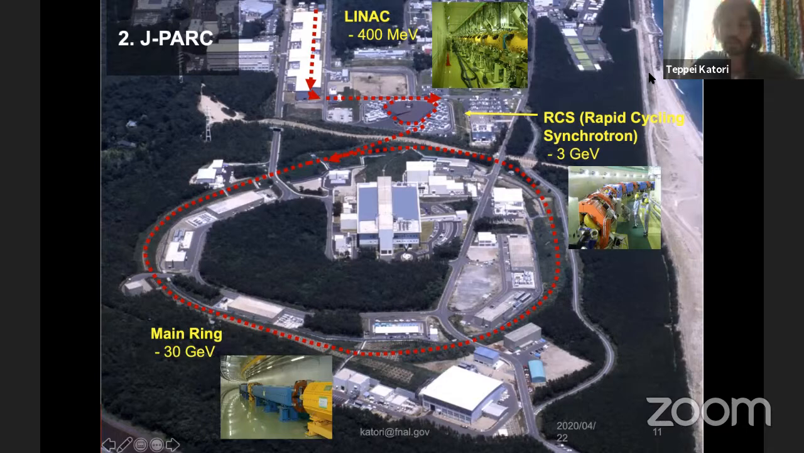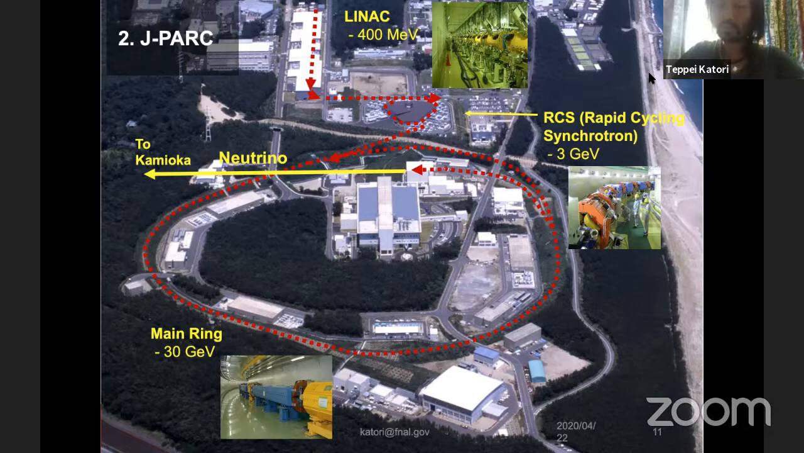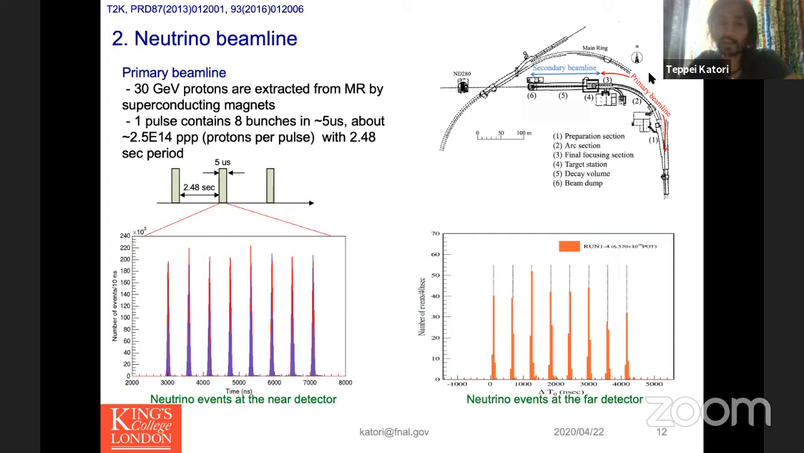And these protons are finally extracted to the beamline and collide with the target to generate a neutrino beam all the way to Kamioka. So the primary beamline is all protons. Okay, so the neutrino beamline starts from protons. There are 30 GeV protons in the main ring, and this is the structure.